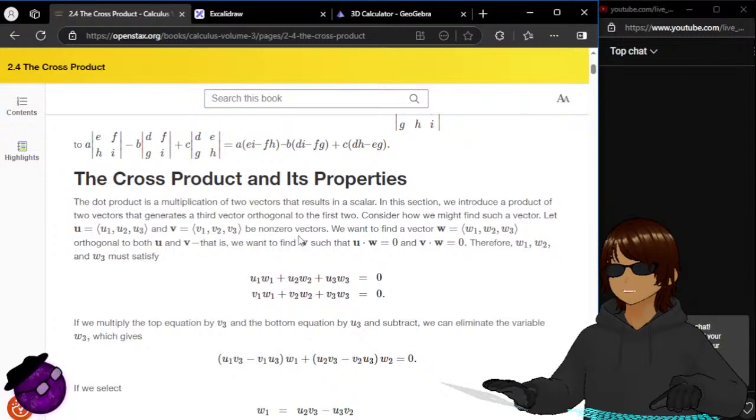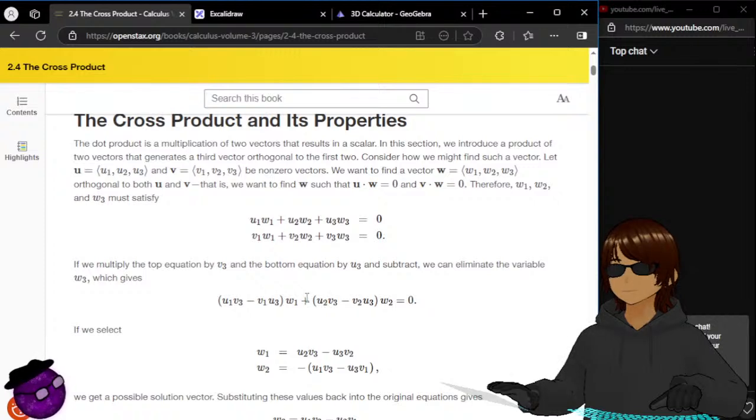That is, we want to find w such that u dot w is 0 and v dot w is 0. Therefore, both of these must be satisfied. If we multiply the top equation by v3 and the bottom equation by u3 and subtract, we can eliminate the variable w3, which gives us this.